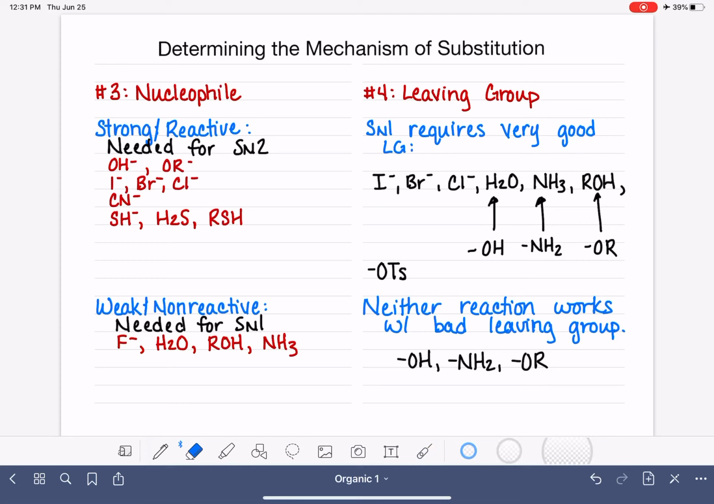So all that we can really say here is that the Sn1 reaction requires a very good leaving group. The Sn2 reaction will work with an okay or good leaving group, or a bad leaving group that has been turned good. And this is why analyzing the leaving group is really the least useful and least reliable factor in determining whether a reaction is going to proceed by Sn1 or Sn2.